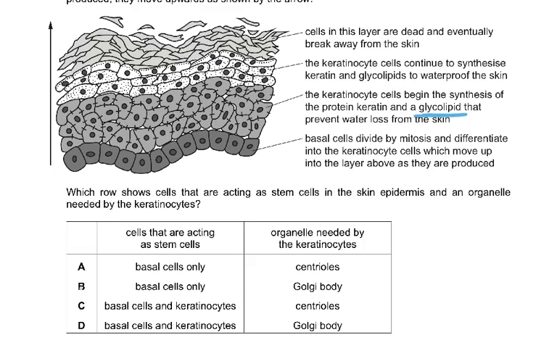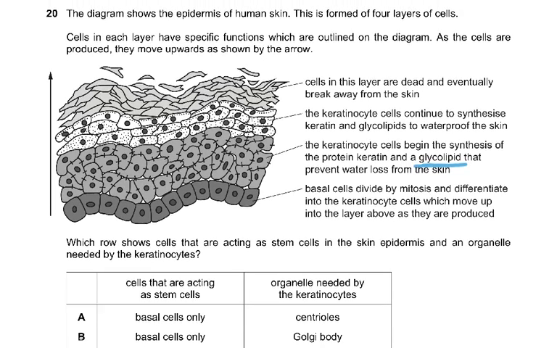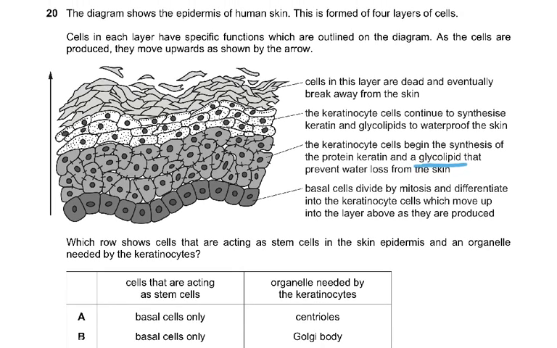Now coming to this very long-winded question. When I read such long questions, it gives me a very tough feeling. The diagram shows the epidermis of human skin. This is formed by 4 layers of cells. Okay, fine. We're going to have to read all this. Cells in each layer have specific functions which are outlined on the diagram. As the cells are produced, they move upwards as shown by the arrow. So let's start from the bottom.